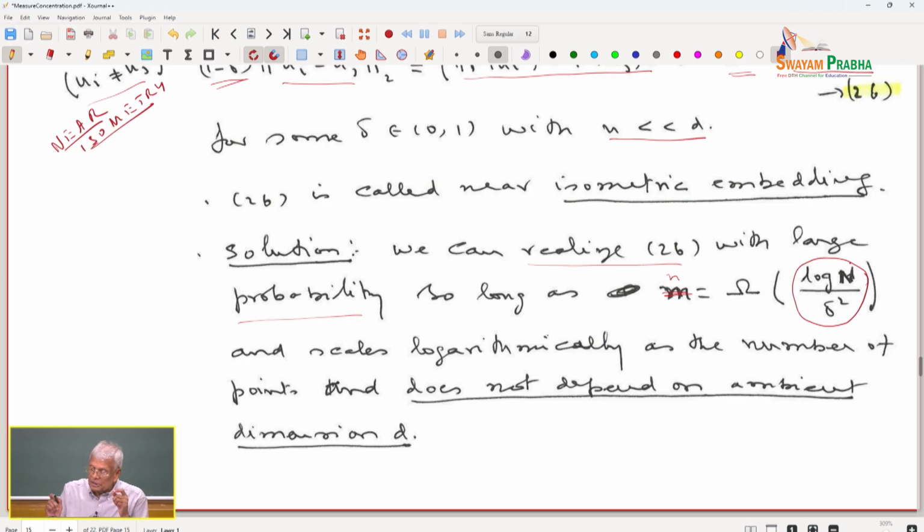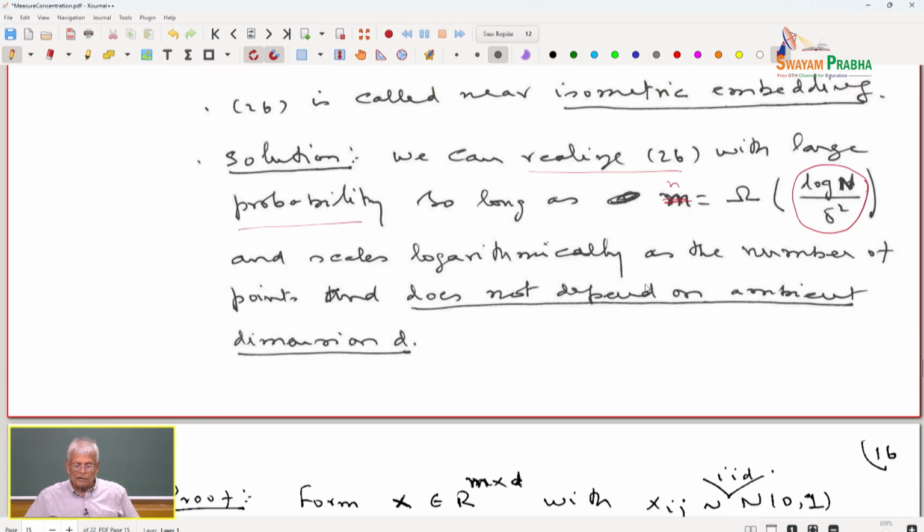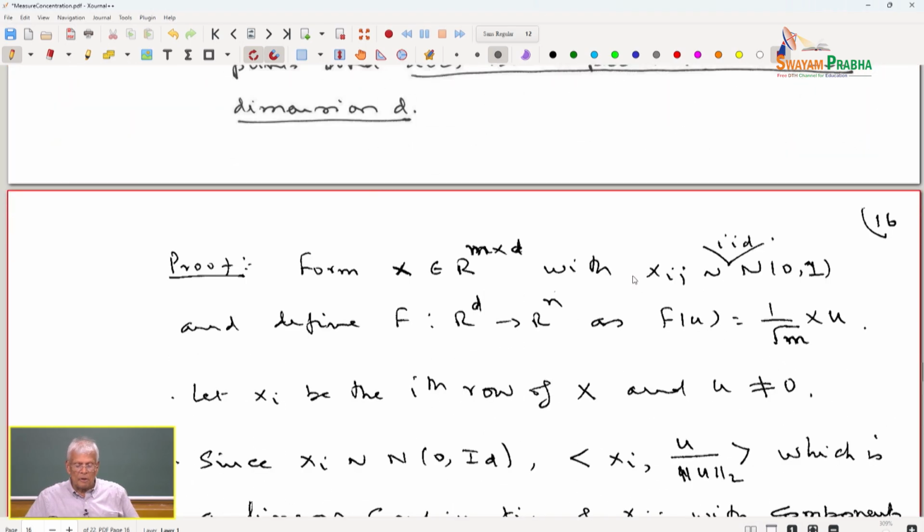the inequality 26 must be realized, and we now see that the receiving dimension is logarithmically related to the number of points and does not depend on the original ambient dimension d. So it depends on the tolerance parameter delta, it depends on the total number of points in the original space. It is not directly related to the ambient dimension d of the original space.